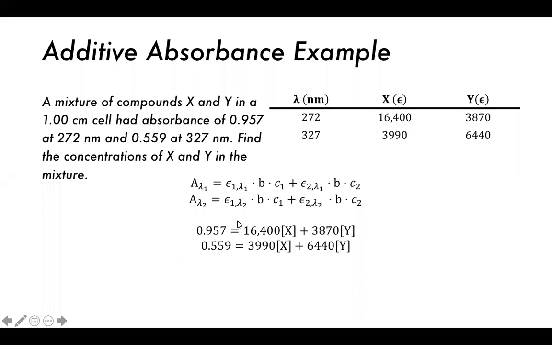So basically, 0.957, the absorbance at wavelength 1, which was 272 nanometers, is equal to 16,400, which is the epsilon 1 of species X, or species number 1, at wavelength number 1. We've omitted the path length since it's 1 centimeter; you just multiply by 1 and get the same value. Then we have the molar absorptivity of species Y at 272 nanometers times the concentration of Y.